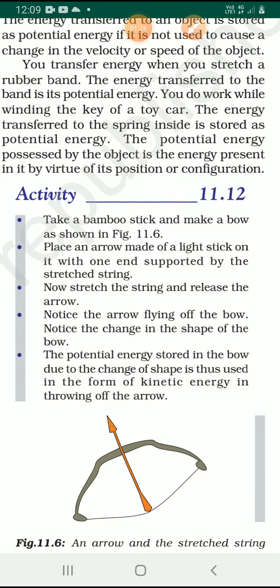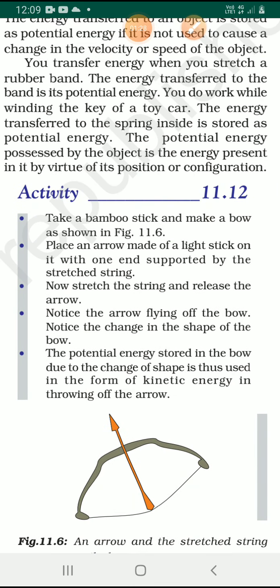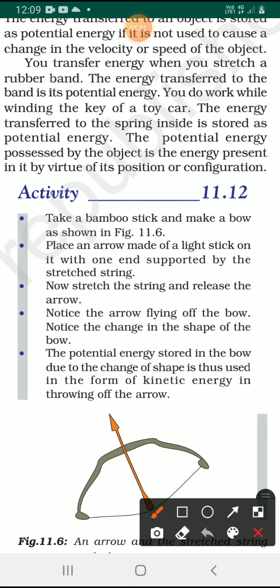It's a very simple chapter. Activity 11.2. In that you can see, children, what is given here, try to understand. First point: take a bamboo stick and make a bow as shown in the figure. So we can make a bow through the bamboo stick, and place an arrow made of a light stick on it, and one end of it is supported by the stretched string, right? Next, you can also take one stretched string for that. Now stretch the string and release the arrow.